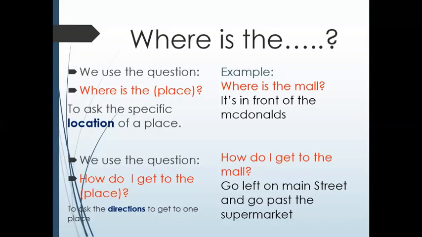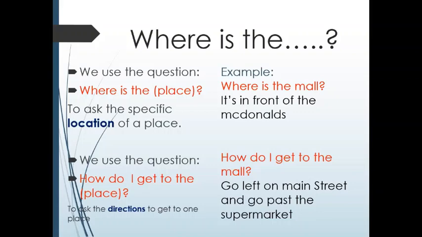Okay, guys, so let's check the difference between where is and how do I get. So we use the question where is plus the place, for example, where is the bank, where is the school, where is the museum, to ask the specific location of a place. Where is the mall? It is in front of McDonald's.